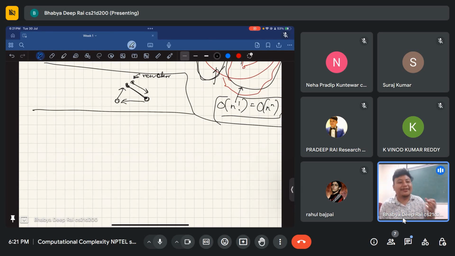But now here's a very simple algorithm to do it, and this is actually a brute force algorithm. So here's the algorithm. Algorithm input: I have a graph.